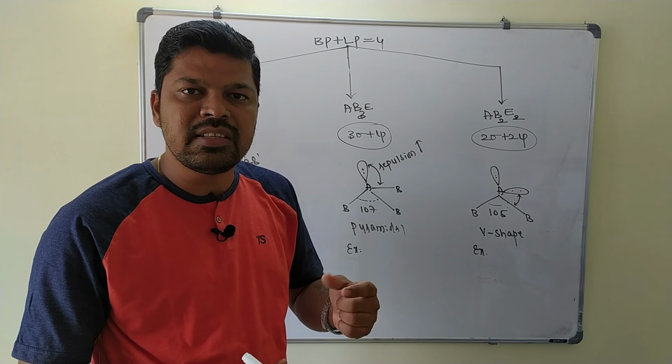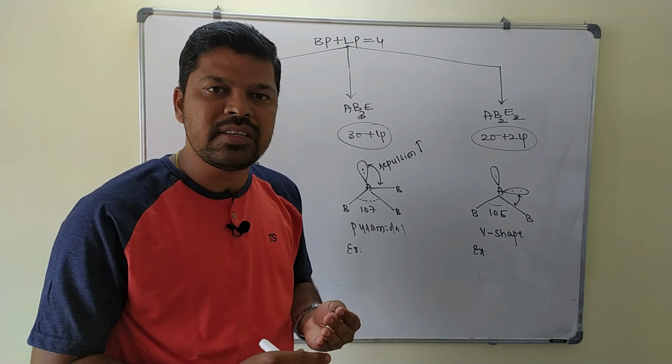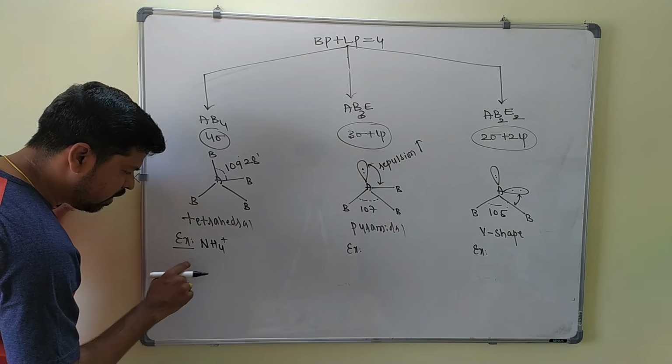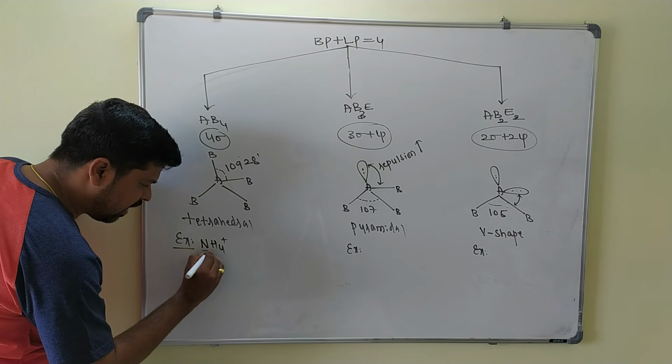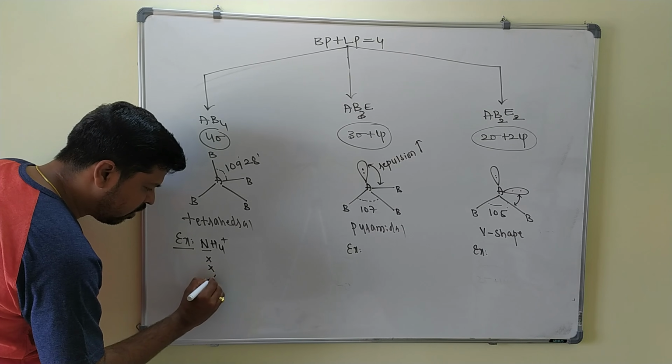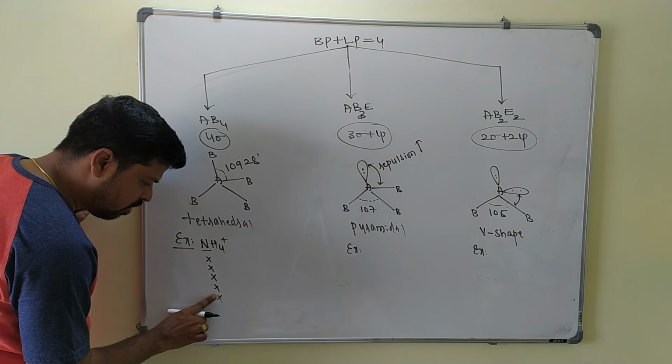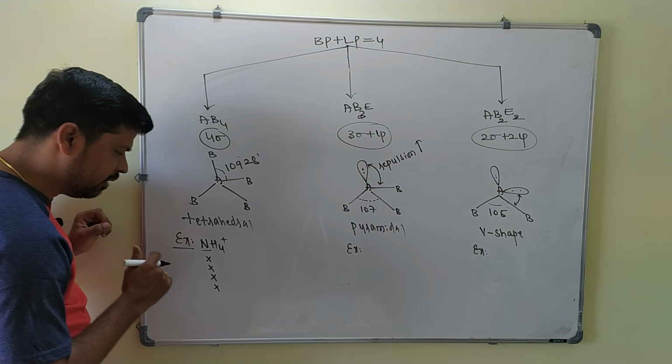Any positive charge is there, you remove 1 electron. Any negative charge is there, you have to add 1 extra electron. Here I will tell you how to do this one. Nitrogen is the central atom here, so how many valence electrons are there in the nitrogen? 5 valence electrons. Since this has 1 positive charge, you have to remove 1 electron here.